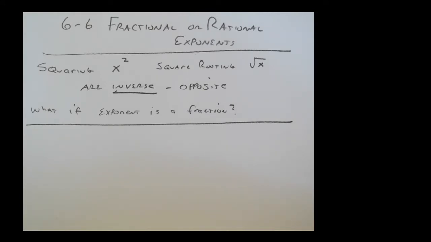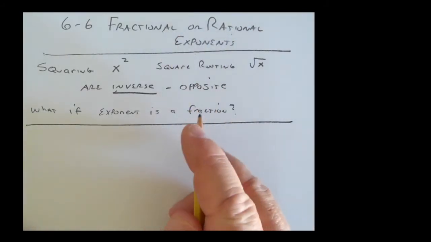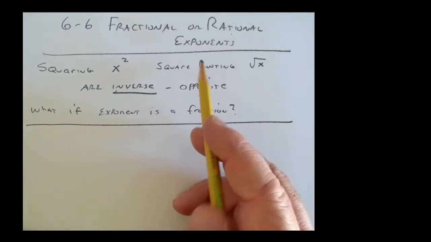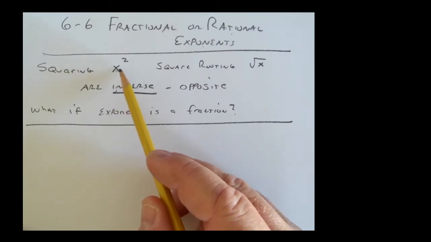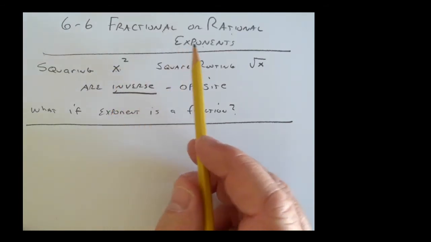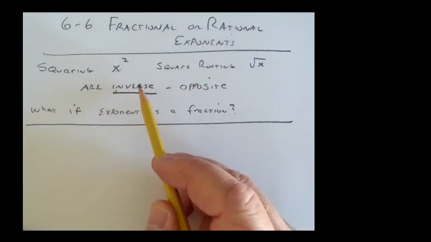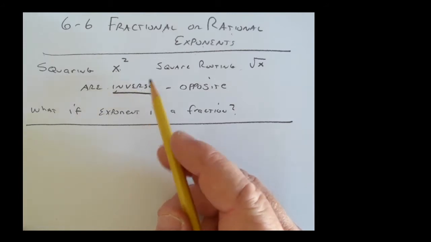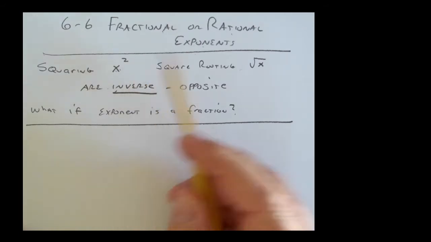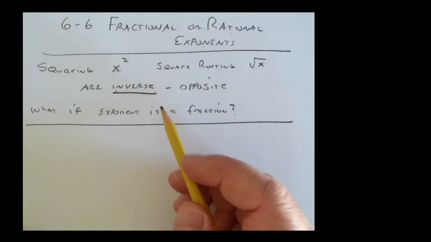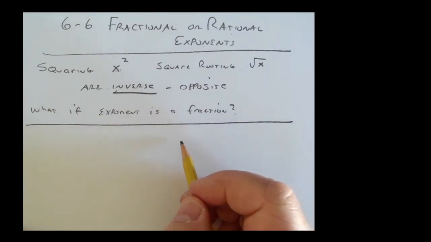6. Fractional or rational exponents. Fractional numbers, rational numbers, same thing. And what happens when they're exponents? So let's kind of look at what we know. When we square a number, and then when we square root a number, those are inverse. They're opposite operations. And we did inverse in 6-2, the idea of the opposite. Squaring and square rooting are inverse, they're opposites. But what happens if the exponent is a fraction? How is that going to look?